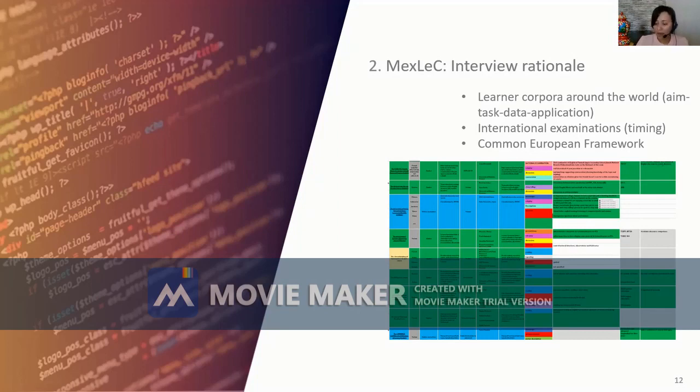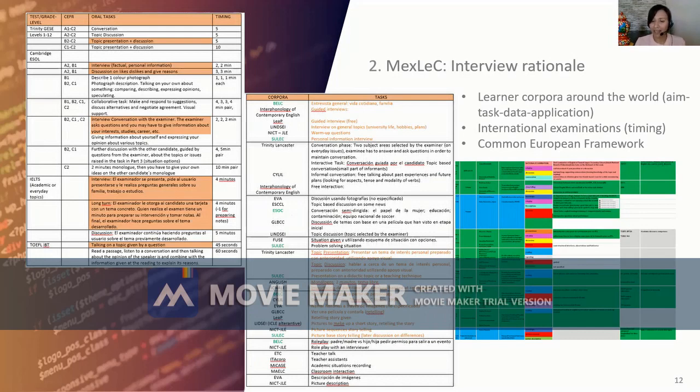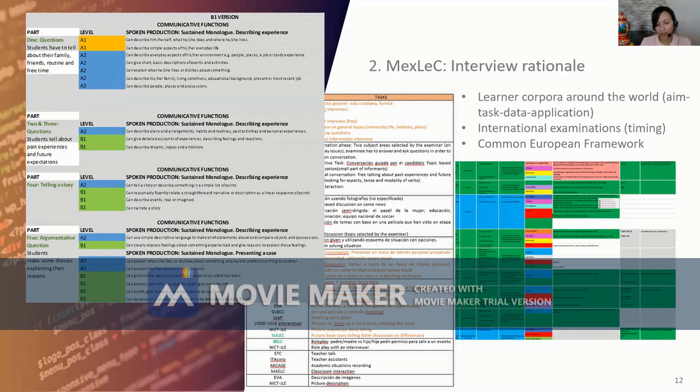And to decide the timing of each task, we went to the timing used in the common examinations in Mexico that are Cambridge, Trinity, and TOEFL. And we have an idea of what was the suitable time for each of our tasks. And we also took into account the Common European Framework to decide which of the tasks and questions were suitable for each level of the participants and learners. So they feel free and fluent when they are producing spoken discourse.